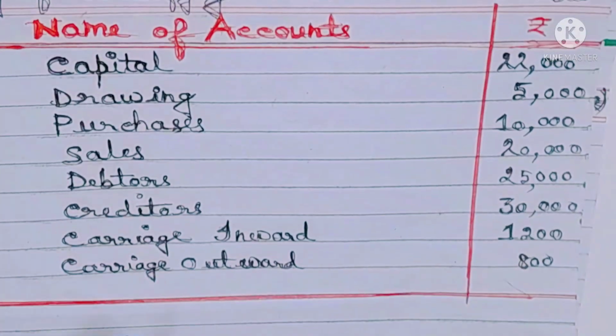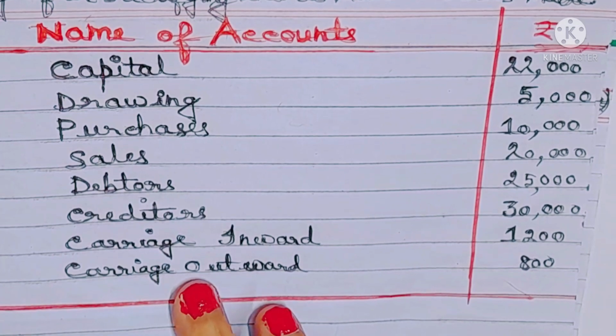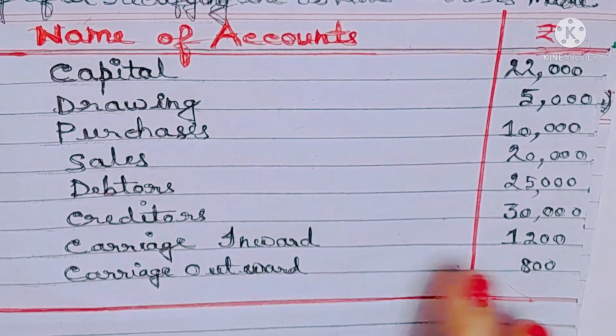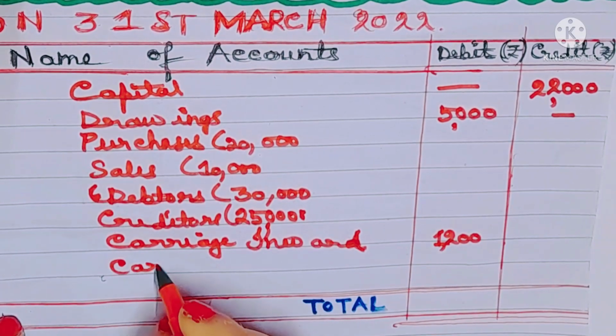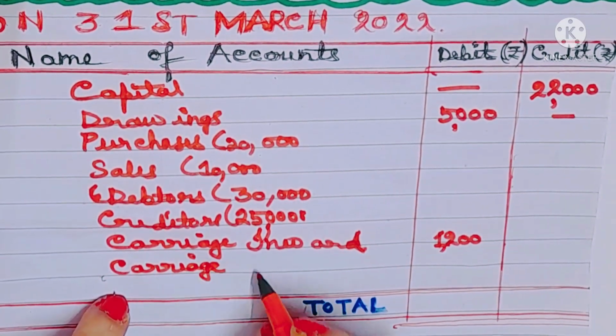The next account is carriage outward, 800. Since there is no adjustment for carriage outward, we can straight away write carriage outward 800.